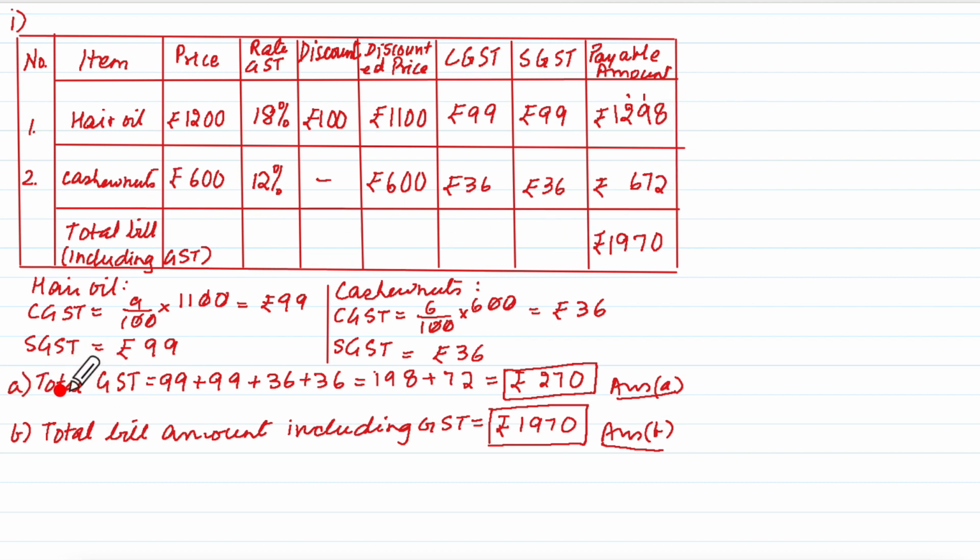They are asking for total GST. This will be for the hair oil and this will be for the cashew nuts. So that will be this plus this, that is for hair oil and cashew nuts, and the total GST will be rupees 270. That's answer A. B, total bill amount including GST is rupees 1970, that is this, and this finishes our question 5 first part.